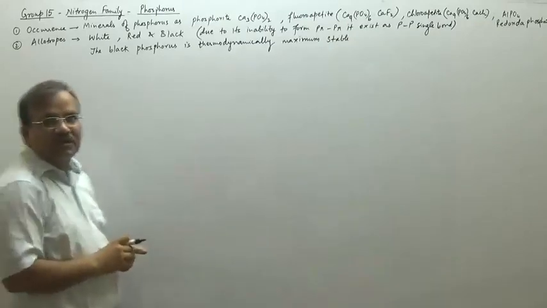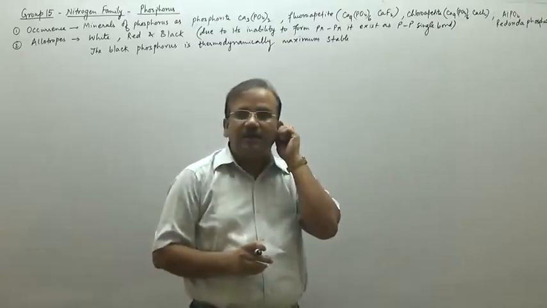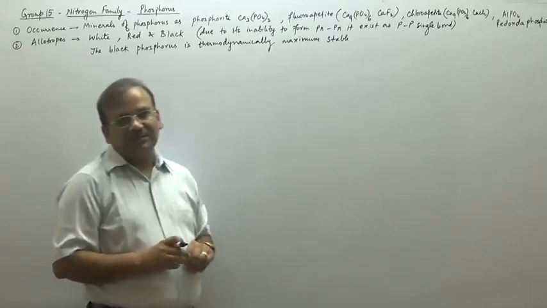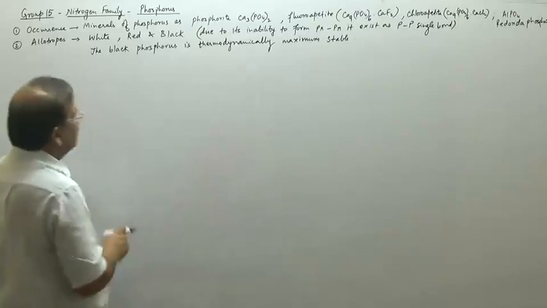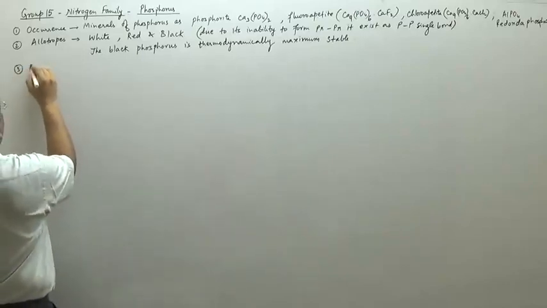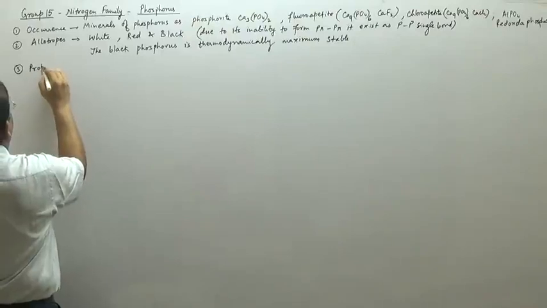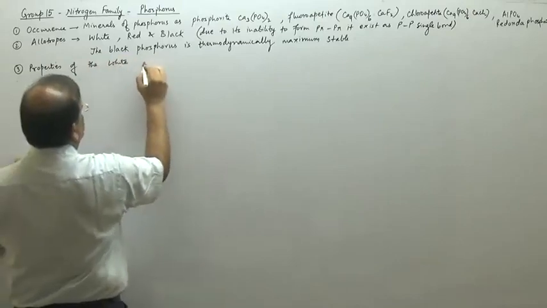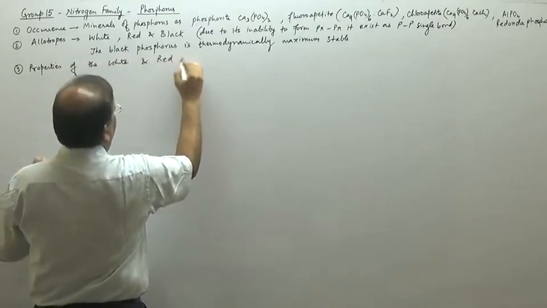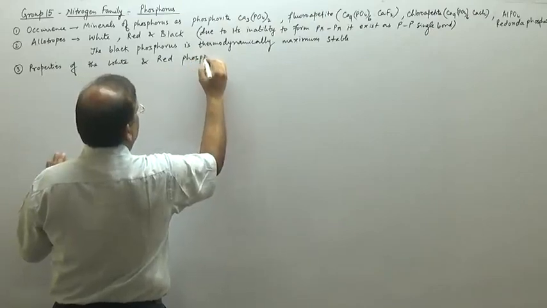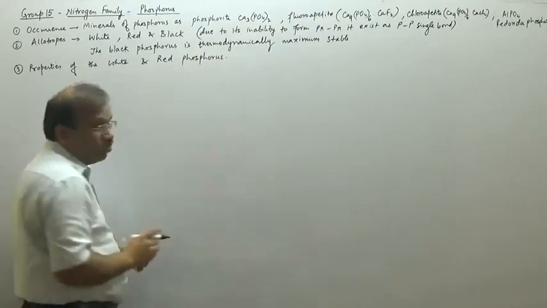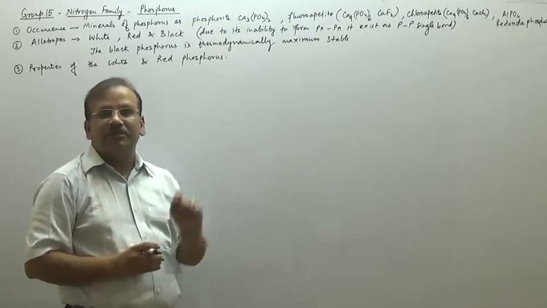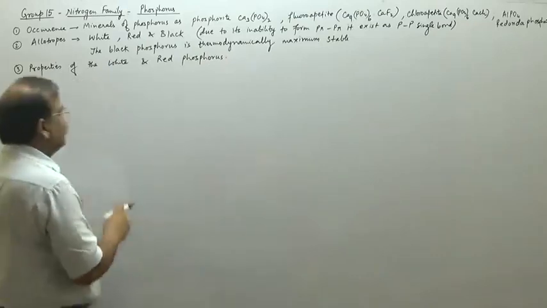Now we can discuss the properties of red and white phosphorus, because these are the two main phosphorus which exist in nature. So we'll write the properties of white and red phosphorus. White phosphorus is more reactive than red phosphorus. So let us write a few properties, so that we are able to compare between white and red phosphorus.